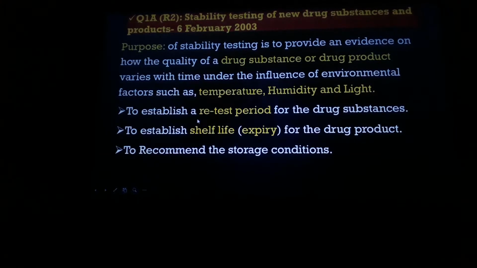Further, the purpose is to establish a retest period for the drug substances, to establish a shelf life or expiry for the drug product, and to recommend the storage conditions. This is the overall purpose of the stability study. The manufacturer should conduct the stability study in order to prove his product's capability.